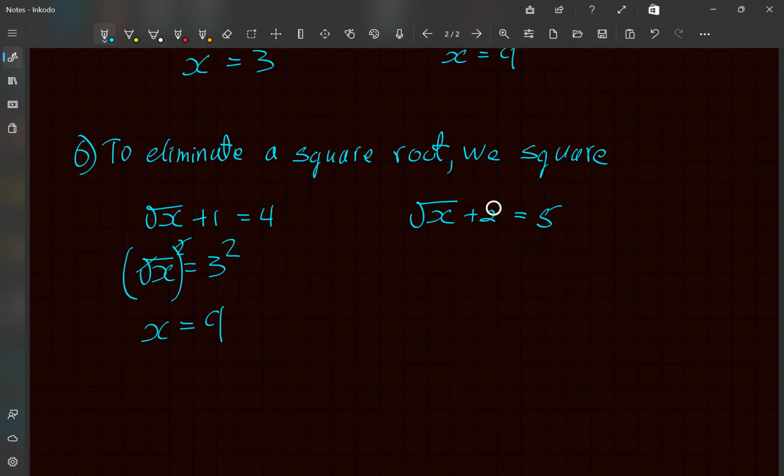Let's go again. Firstly, let's change this to 1. Firstly, let's get rid of this plus 1. And I do that by minusing 1 from both sides. And then I need to get rid of this root, so I would square. I see that x is gonna be 16.